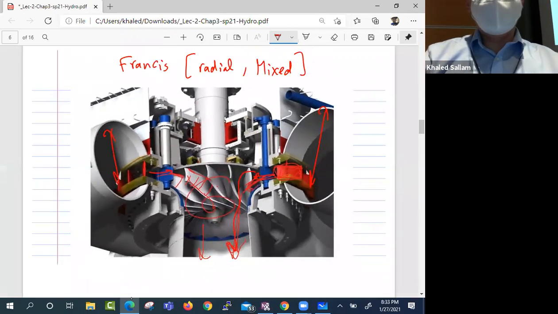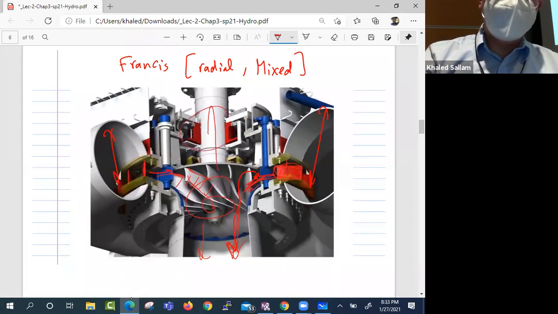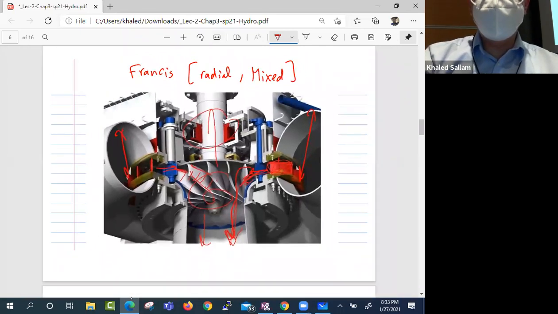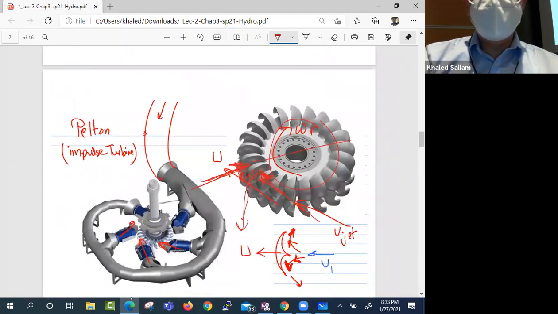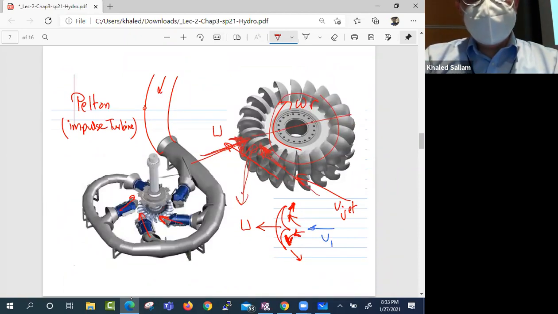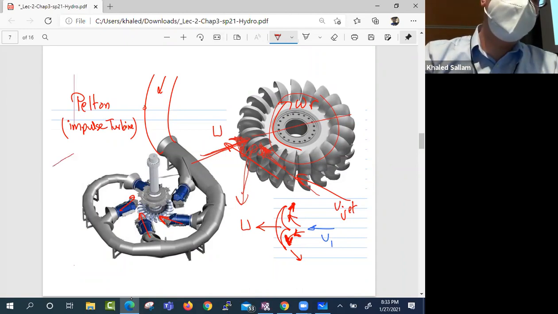Very good. And of course, that shaft, with a big bearing here to hold it steady, has the generator on top of it, which will give you the electricity. And that built-in wheel is a little bit different. We call it an impulse turbine.